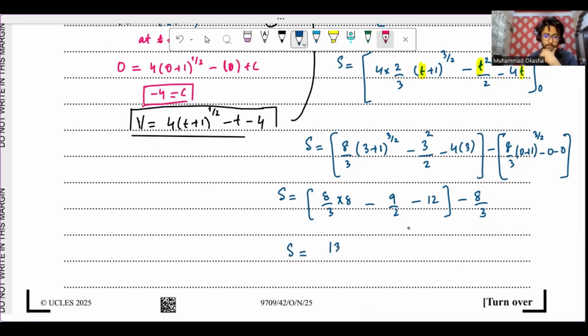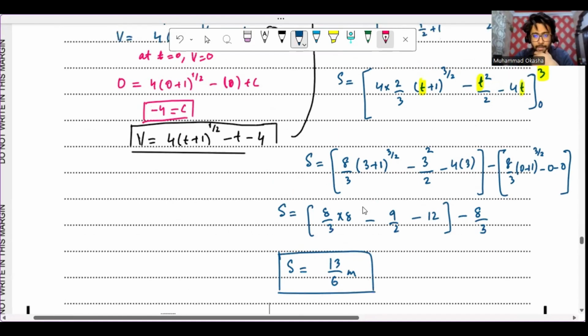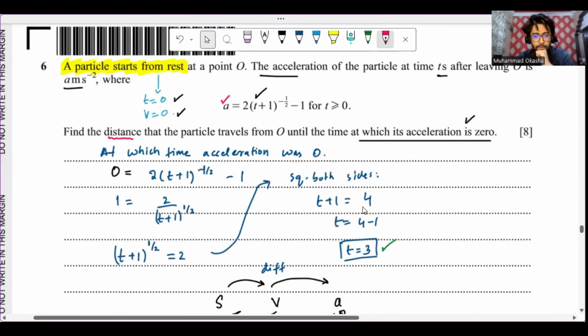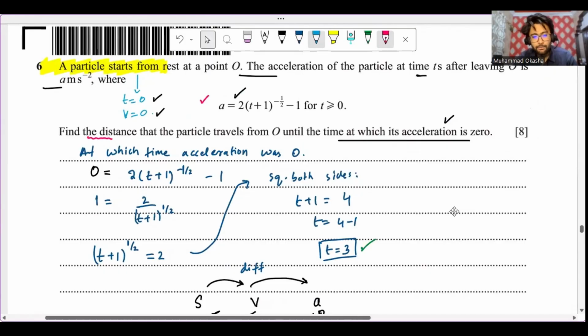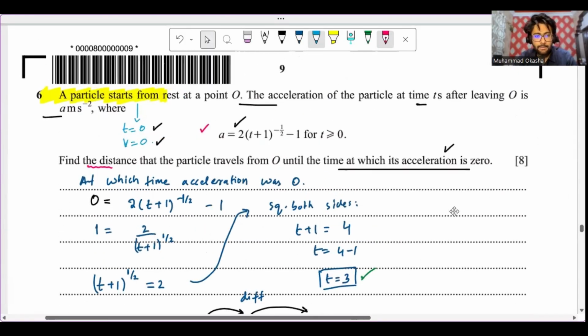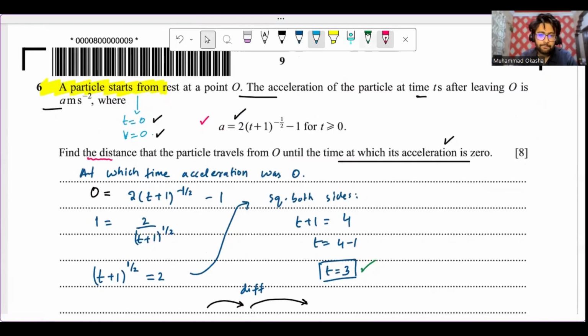You're going to get 13 over 6 meters. That is your answer. In my opinion, the working was a little too simple for 8 marks. So this question wasn't too bad, put it simply. Let's pause and reflect on what we did over here.